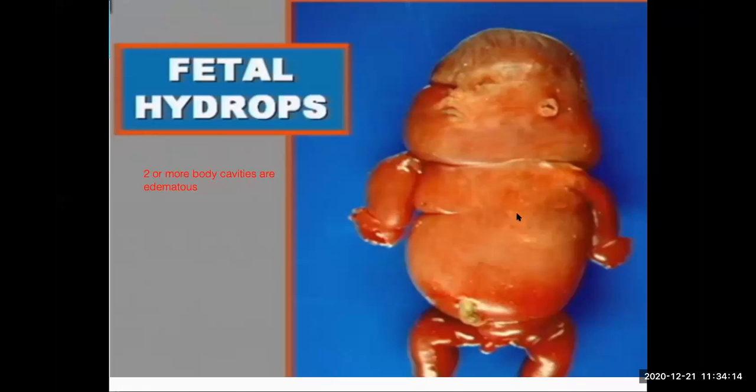So always take this concept. If your teacher asks what may be the cause of fetal hydrops, yes, this is the one which we are talking about right now, Rh incompatibility disease. But not only this one. Any severe cause of anemia can lead to fetal hydrops in the baby.